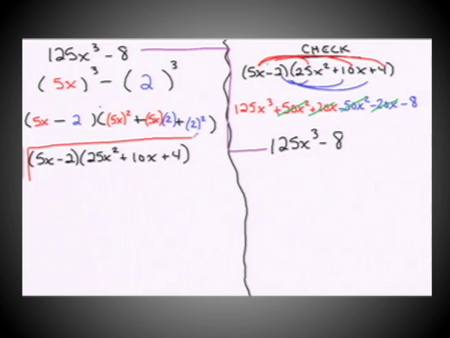Therefore, we can safely say that 5x minus 2 times 25x squared plus 10x plus 4 is the factored form of the difference of cubes, 125x cubed minus 8.